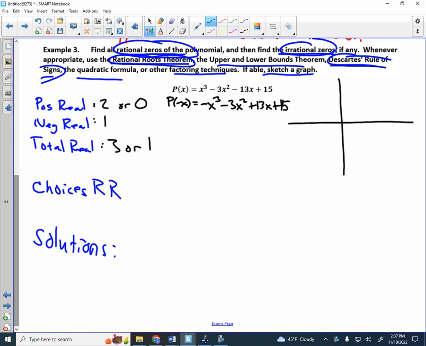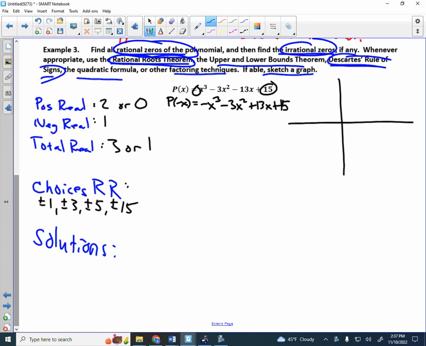Now we list off our choices for the rational roots. I take my factors of the p's and my factors of the q's. What are going to be my choices? 1, 3, 5, and 15. Good. What would you like to try? Negative 1? 1. Let's try 1.